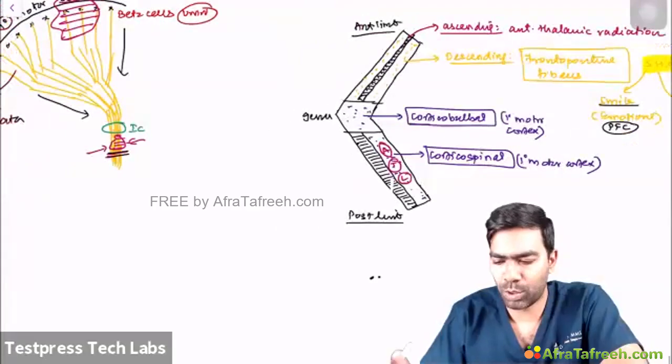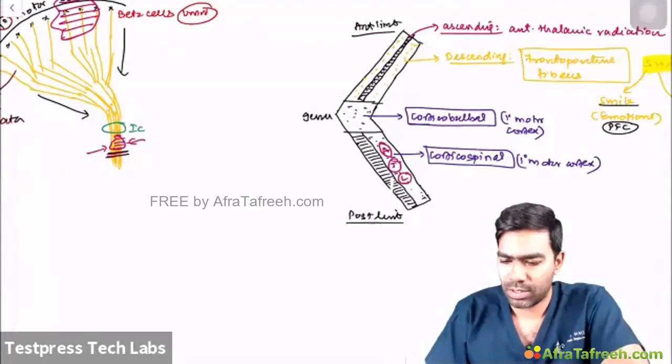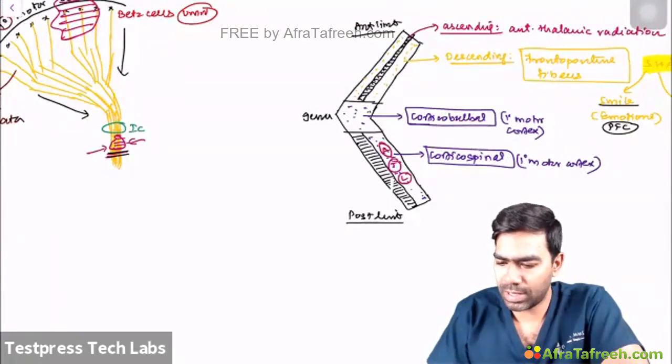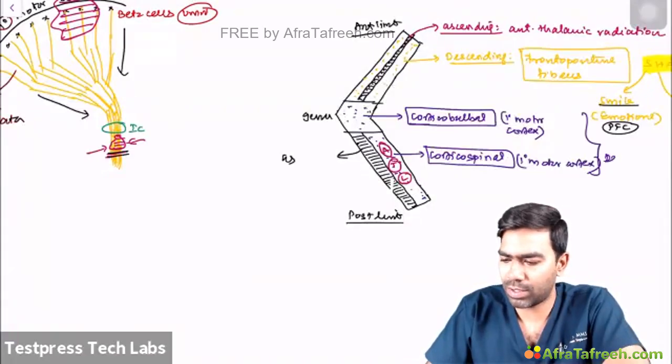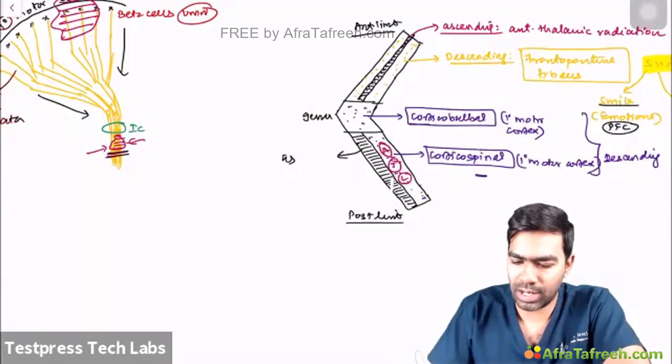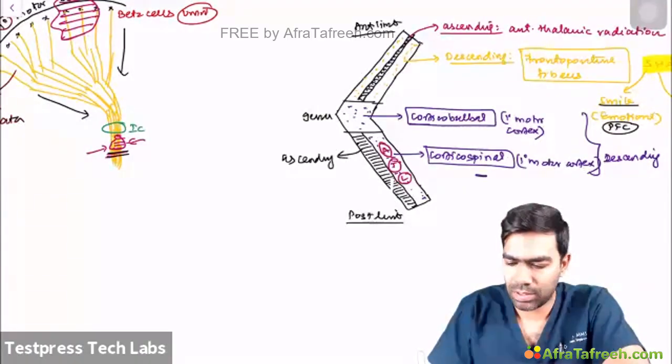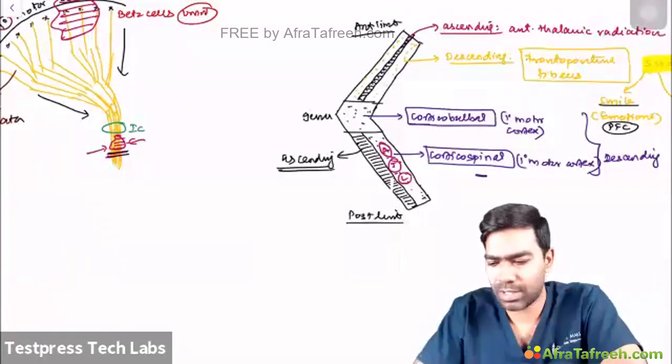And what about these posterior fibers? A little more posterior fibers we are talking about. These must be basically ascending fibers, isn't it? This corticobulbar and corticospinal tract are basically descending fibers. We know that. And what are these fibers? These are basically ascending fibers. They should go up. Whatever I have drawn in black are basically ascending fibers here.